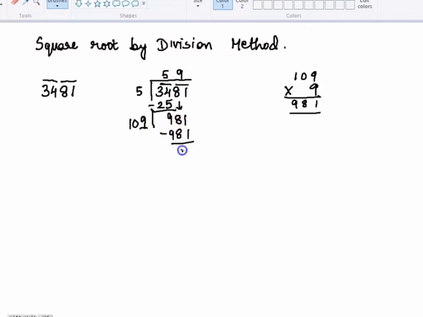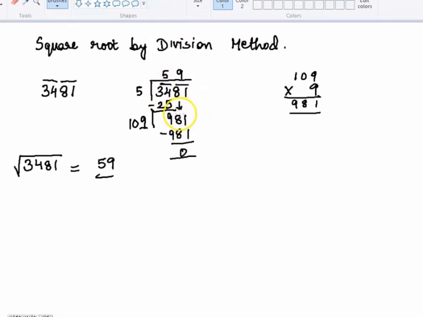Then you will subtract these two, you will get the answer as 0. So which means the square root of 3481 is 59. This is the answer. Now we got the remainder here as 0 because 3481 was a perfect square.